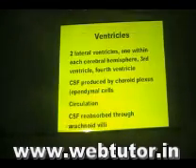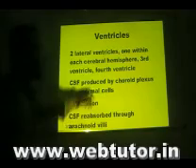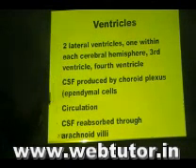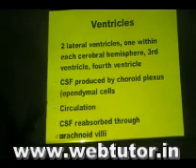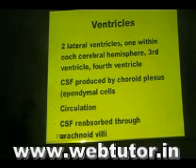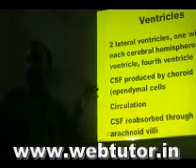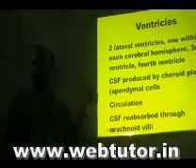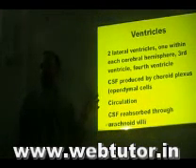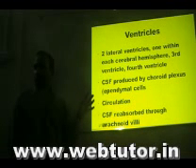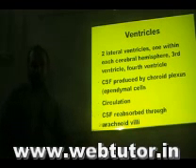Before we go to cerebrospinal fluid, we will talk about ventricles. What are ventricles? Ventricles are hollow cavities inside your brain. There are 4 main ventricles: 2 lateral ventricles, then a 3rd ventricle and the 4th ventricle. These ventricles are the places where your cerebrospinal fluid is formed, secreted or filtered from the blood, and from there it circulates around your brain.